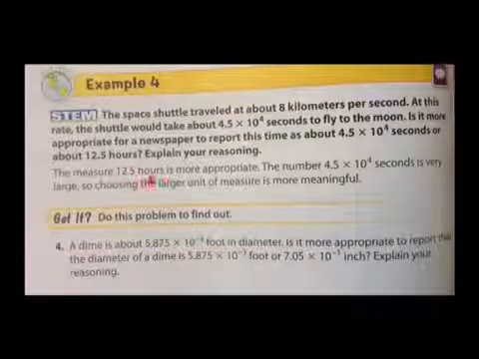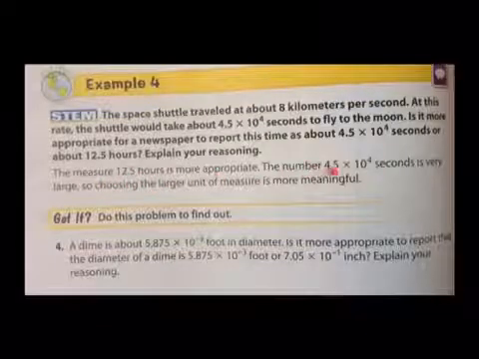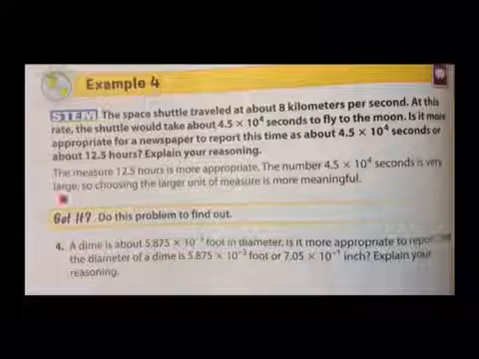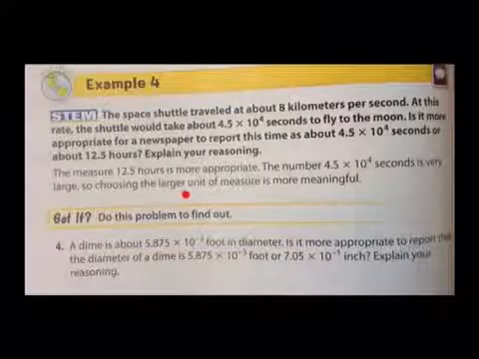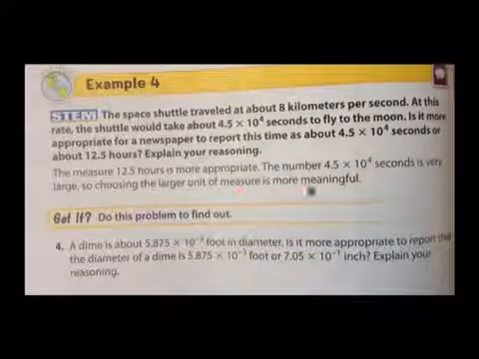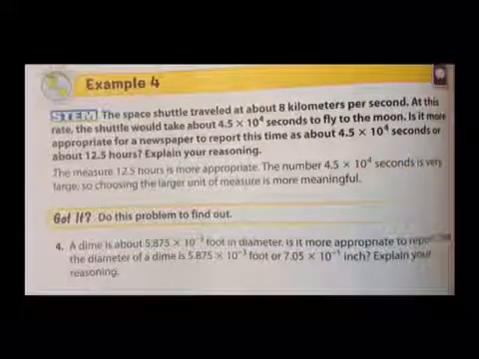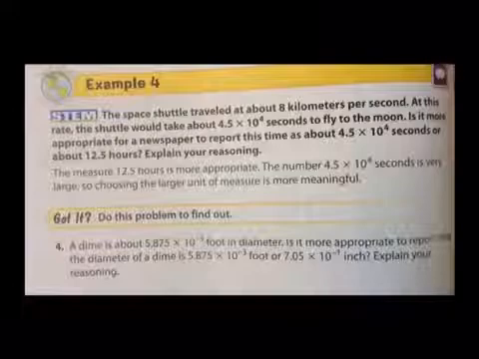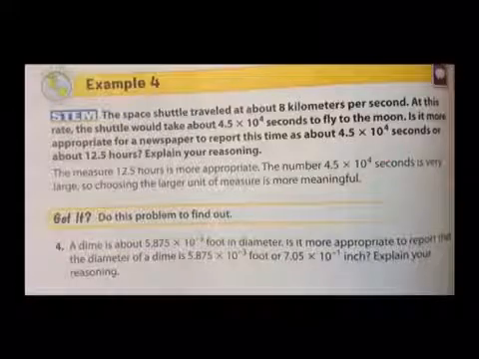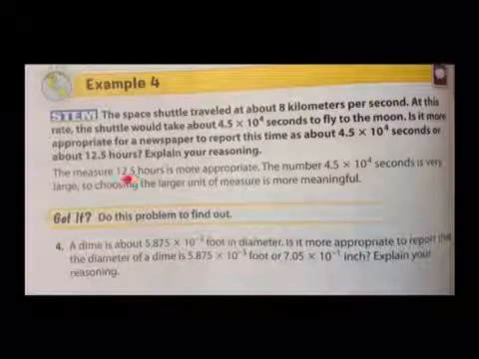The measure of 12.5 hours is more appropriate. The number of 4.5 times 10 to the power of 4 seconds is very large, so choosing the larger unit of measure is more meaningful. Yeah, we don't live by seconds. We don't say our class today will be 3,600 seconds. No, we say it'll be 1 hour, right? So we live simply by hour or even minutes if it's a shorter amount of time. So yeah, it would be more appropriate.